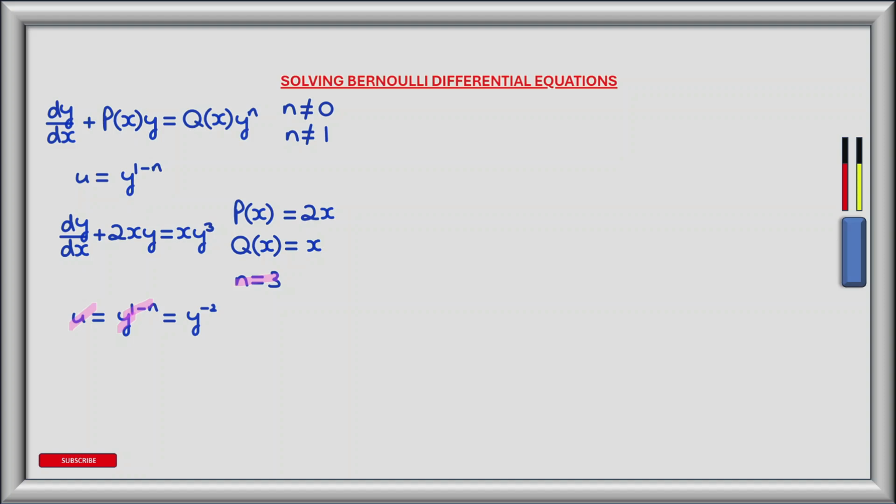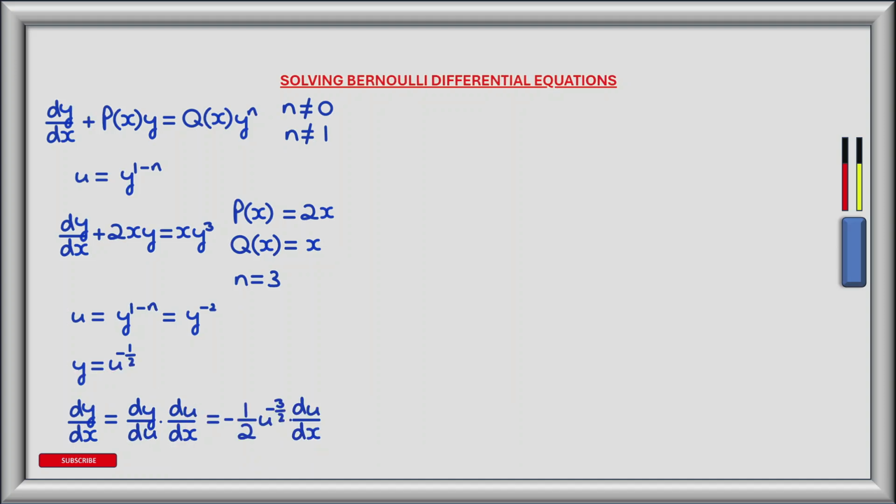So therefore u is equal to y raised to the power of minus 2, and therefore y is equal to u to the power of minus a half. And using this substitution, we can differentiate it with respect to x. So dy/dx is equal to dy/du multiplied by du/dx. Using the power rule, the derivative of y with respect to u is equal to minus a half multiplied by u to the power of minus 3 over 2. And this is then multiplied by du/dx.